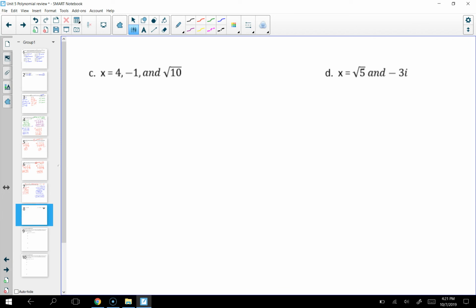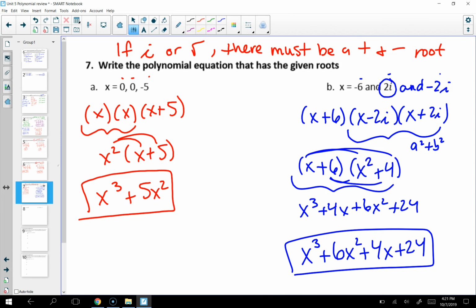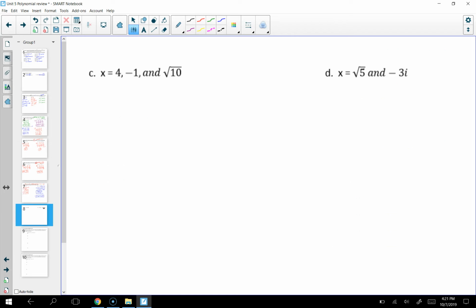Alright. So I can write that down. Remember, you can always pause if you need to. Alright, here we go. Next one. 4, -1, and square root of 10, which means I also have negative square root of 10, which means we have 1, 2, 3, 4. So my degree in the end should have a degree of 4.